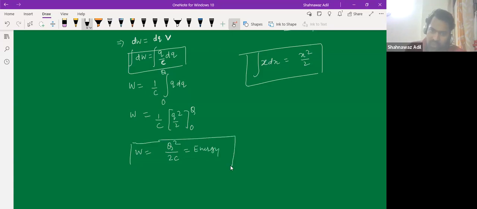So the energy of the capacitor would be how much? That would be q square by 2C. And let me write it as energy, because this is getting mixed up with the electric field. So this is energy, I will write it as U. So this is the potential energy, or the energy stored in the capacitor.